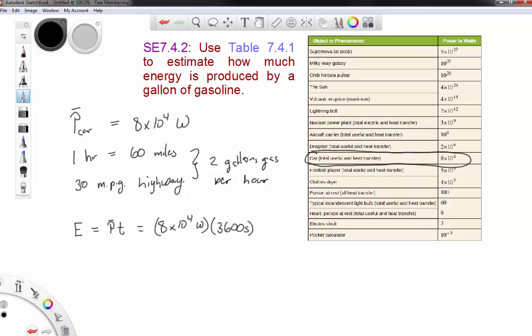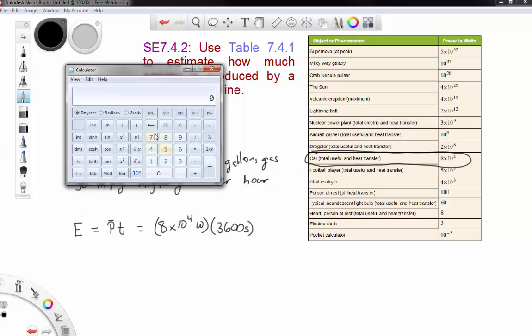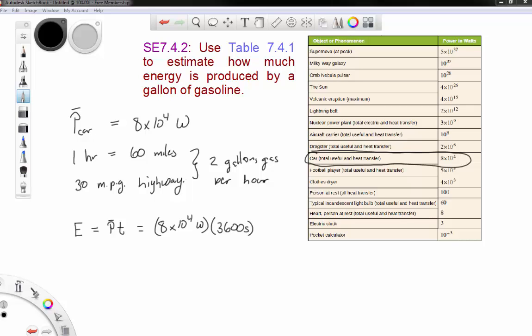So let us see what we get for that. 8 times 10 to the 4 times 3600 gives us this number, which is basically about 2.88 times 10 to the 8 joules. And then we need to divide that by 2 gallons. And so that gives us that the energy content for a gallon is about 1.44 times 10 to the 8 joules.